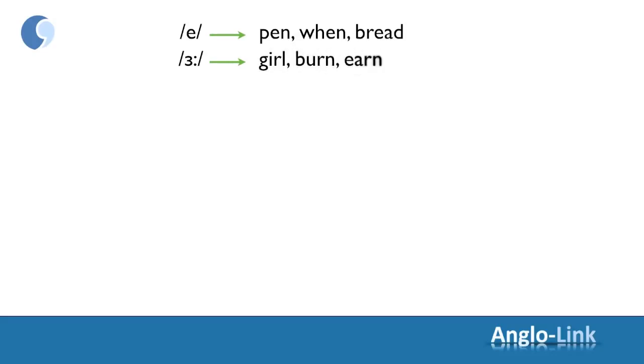Okay, moving on to our second pair, the difference between the short E, as in pen, when, bread, and the long E, as in girl, burn, earn. Let's look at our minimal pairs and hear the difference between the two sounds.